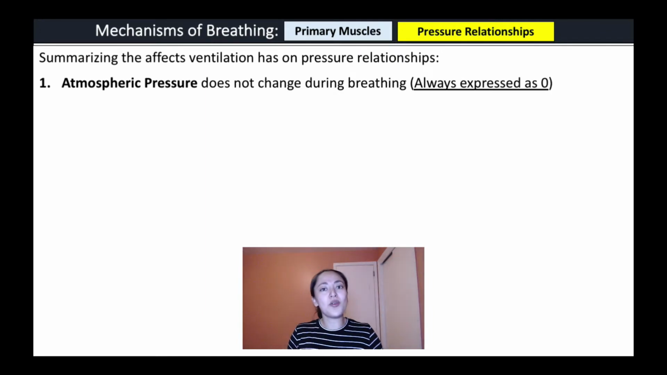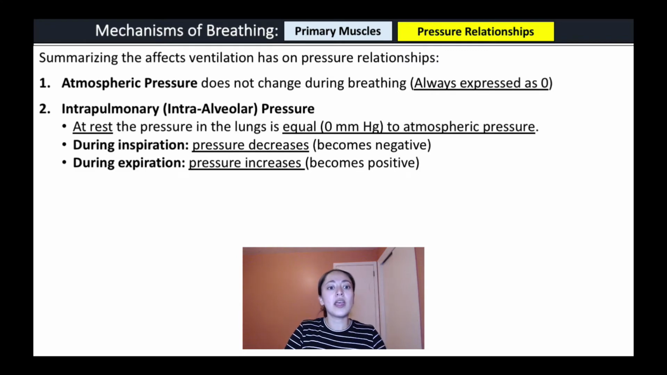So now that you understand how pressure is typically expressed, let's summarize the effects that breathing has on the different pressures that we've talked about already. Atmospheric pressure does not change during breathing, so it's always going to be expressed as 0, because that's kind of our baseline.